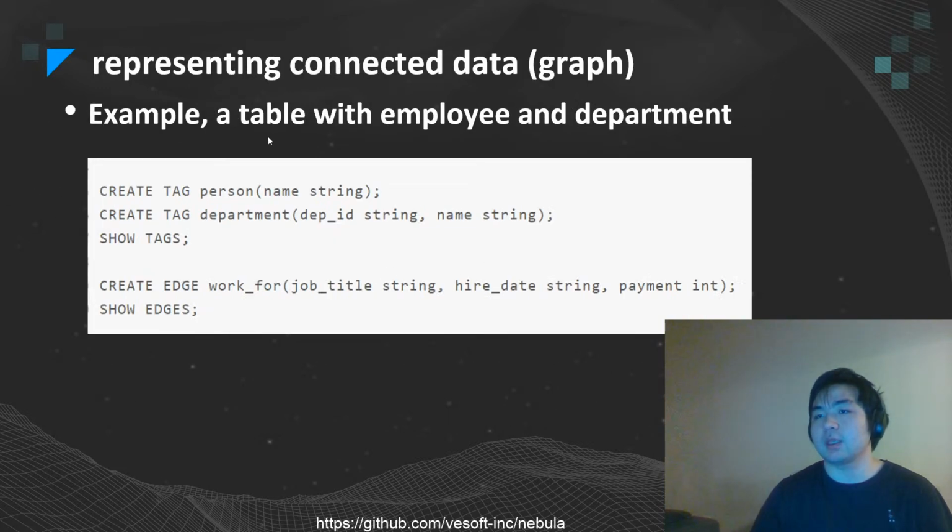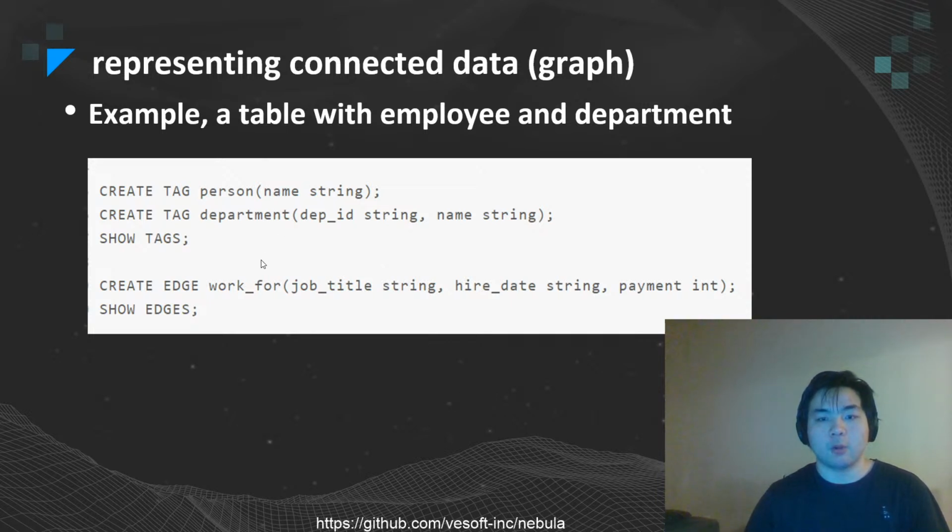For example, here is a graph database. In a graph database, we create tags for different vertices, which define the vertex attributes, such as a person having a name, and a department having an ID and a name. After we define the vertices, we define the work-for relationship, which represents people working for different departments with their job titles, holidays or payment information. Once we define those things, we can easily build the table for such a solution.